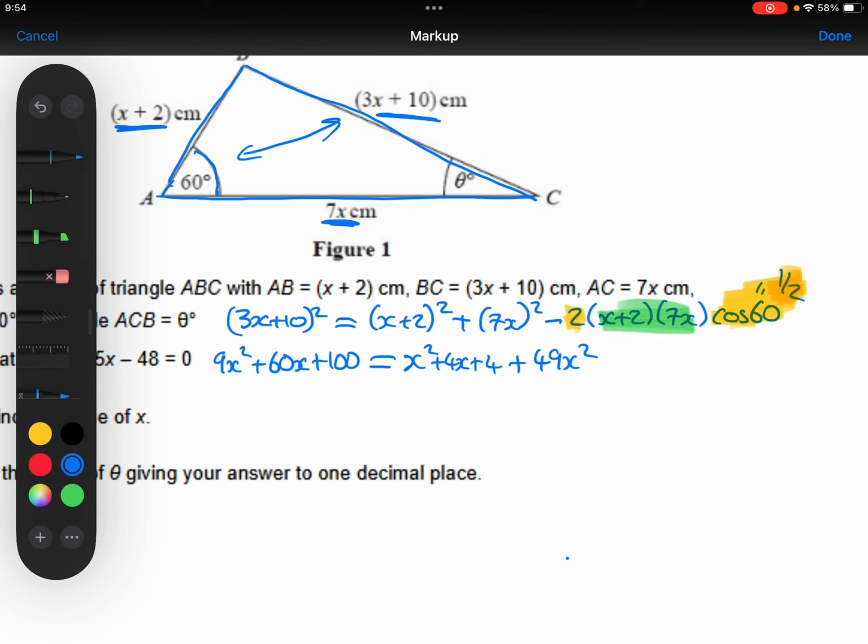So the x times the 7x is 7x squared. Let me just repeat that: the x times the 7x is 7x squared. It's a minus because of the minus at the front. And then we've got the 2 times the 7x, which is 14x, with the minus at the front.